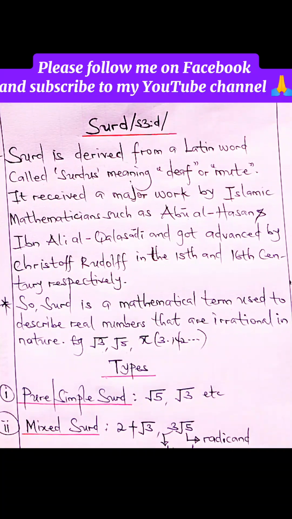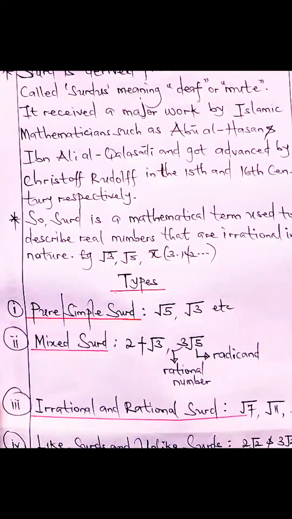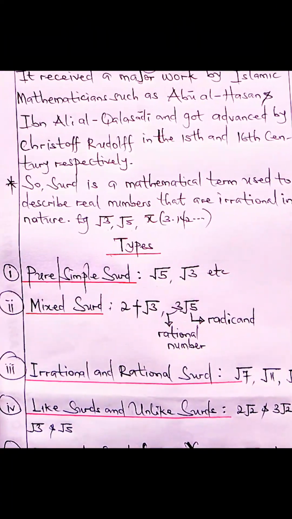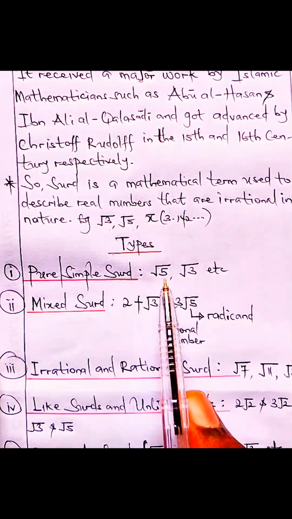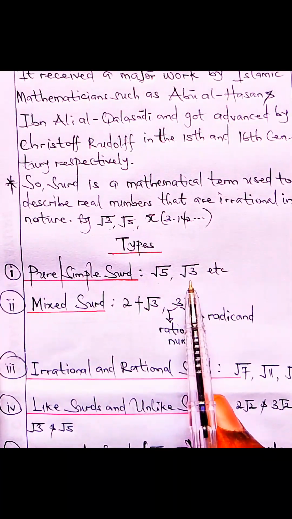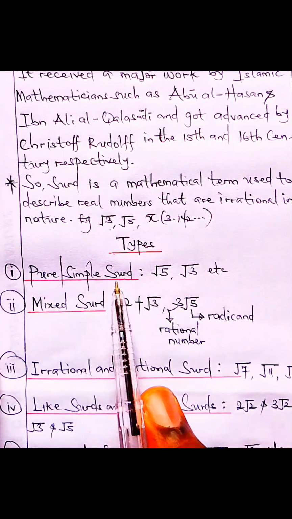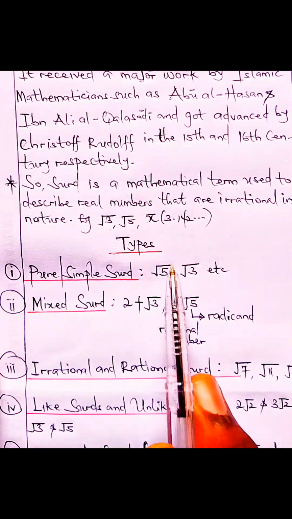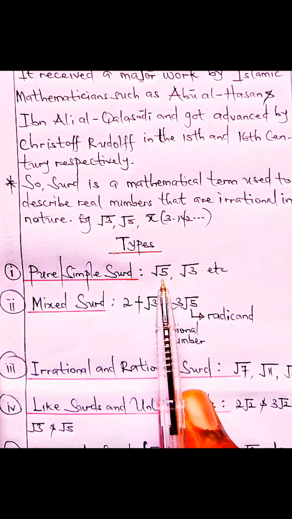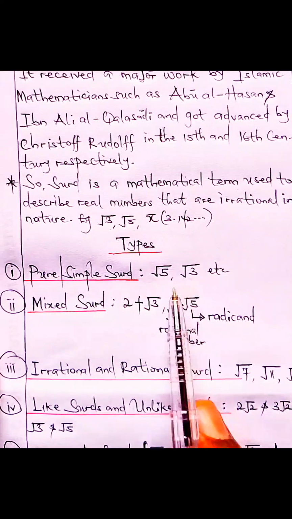We're going to be looking at the different types of surd. The first we have is what we call the pure or simple surd, such as square root of 3 and so on. These are called simple surd or pure surd because, as you can see, they are simple. There's no attachment. The numbers under the root are known as radicand. This root 5, this root 3, root 11.